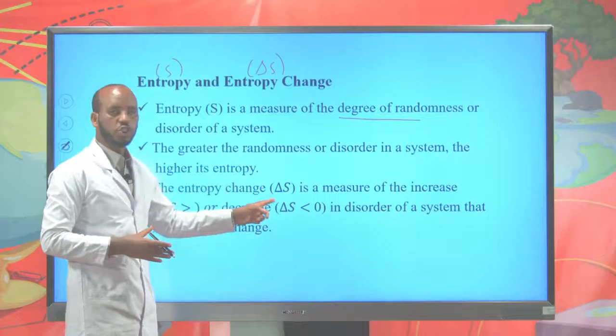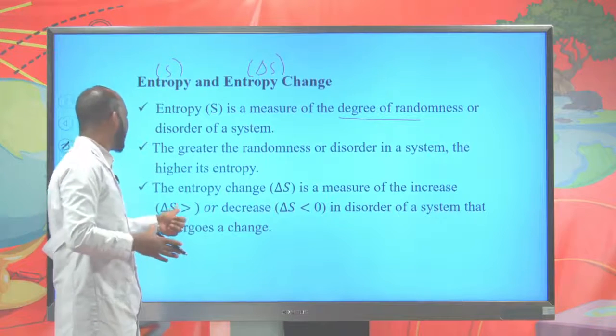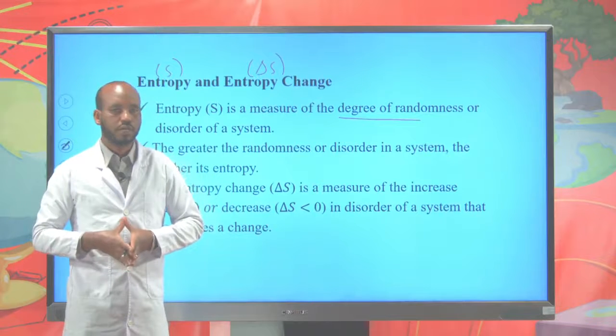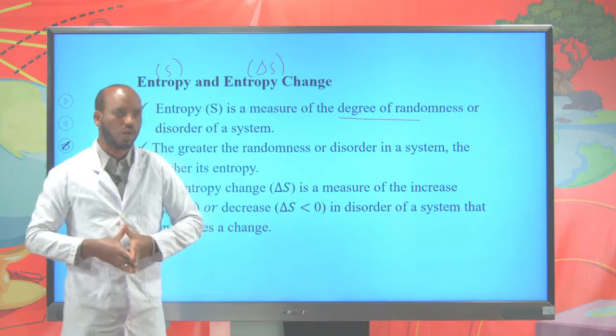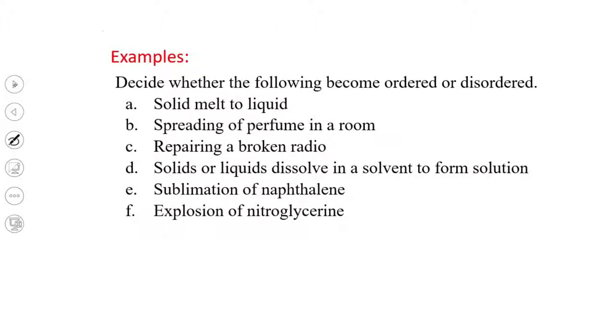The entropy change delta S is the measure of the increase, if delta S is greater than 0, or decrease, if delta S is less than 0, in disorder of a system that undergoes a change. The change can be a physical change or a chemical change, that means a chemical reaction.